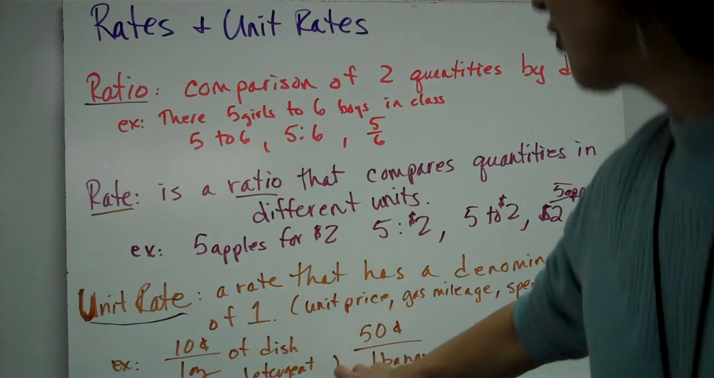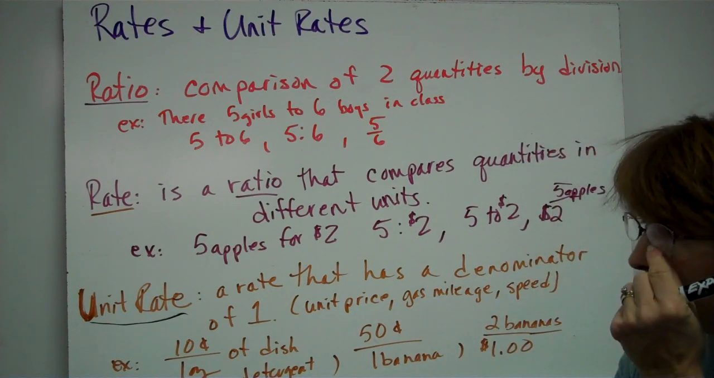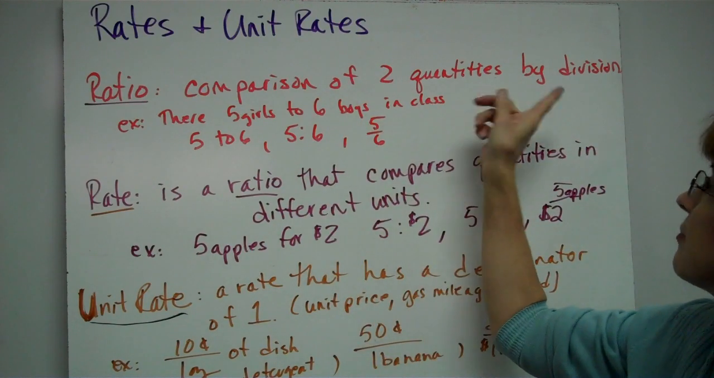Okay, we're going to do rates and unit rates, a short video on this. We've got to get some definitions down first. So ratio, the word ratio, is a comparison of two quantities by division.